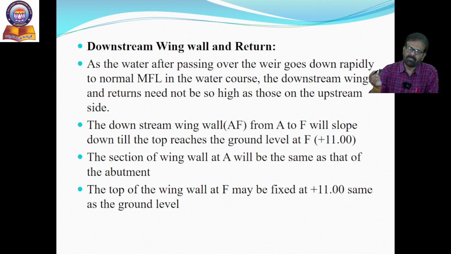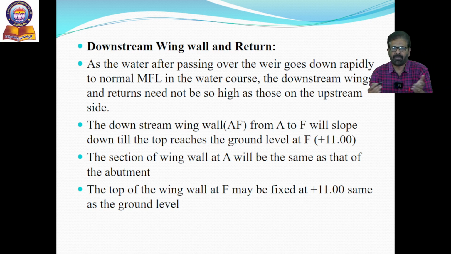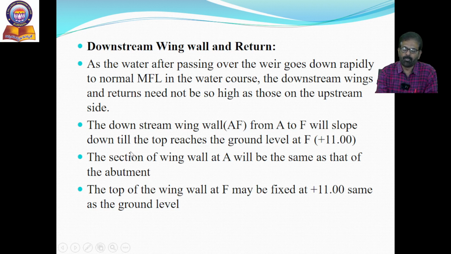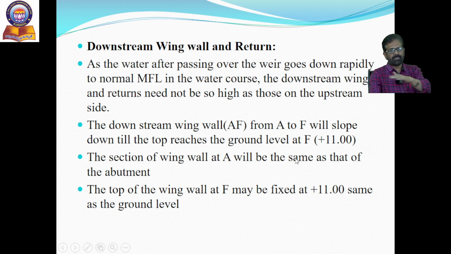Simple logic. The water is flowing down over the crest of the weir wall. So on the downstream side, water will spread over. We are not supposed to store the water on the downstream side. So therefore, these retaining walls or protective works are not required that much height. So therefore, the downstream wing walls completely from A to F will slope down till the top reaches the ground level. So up to the existing ground level, we have to maintain the slope.